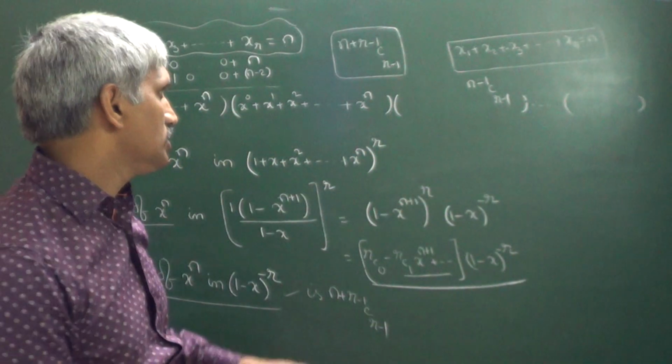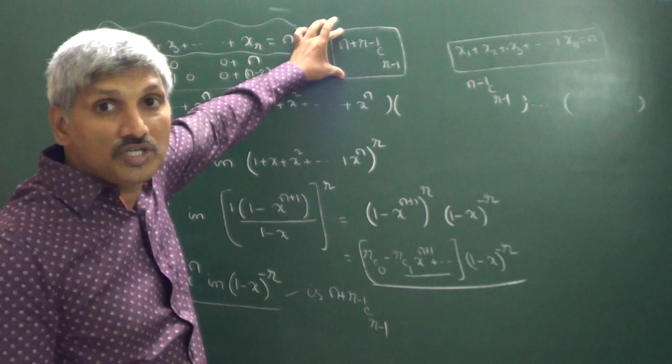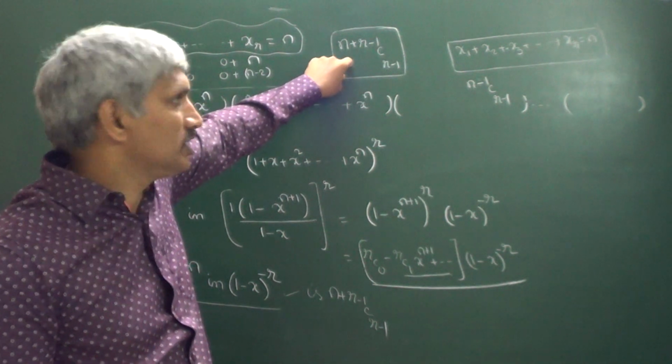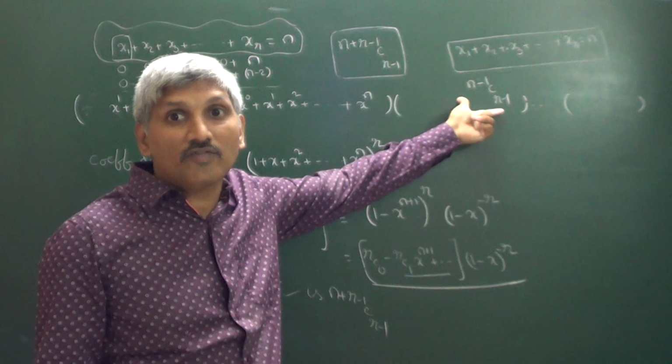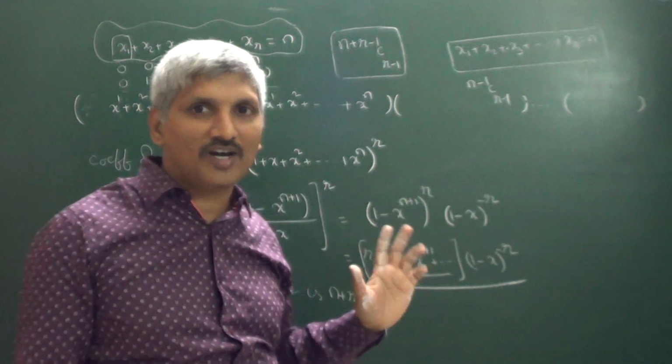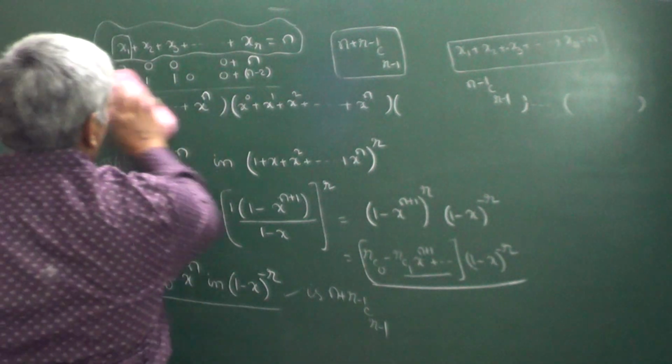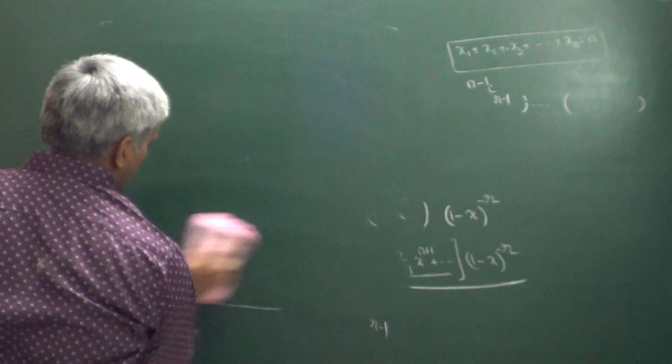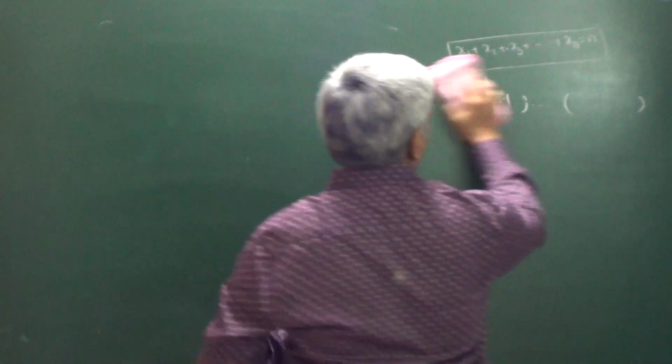Right? So the earlier one is the number of non-negative integral solutions, whereas this one is the number of positive integral solutions for the equation. So that is about the discussion of the multinomial theorem. Now we are going to discuss a few applications for this. Observe here.